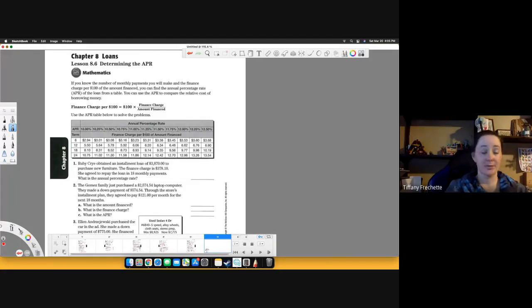Welcome to Chapter 8 for Business Math called Loans. This is Lesson 8.6, Determining APR. As always, make sure you're looking through the chapter, pay attention to the lesson, what vocabulary and concepts they're introducing, go through the examples, pay attention not just to how to do it, but why.